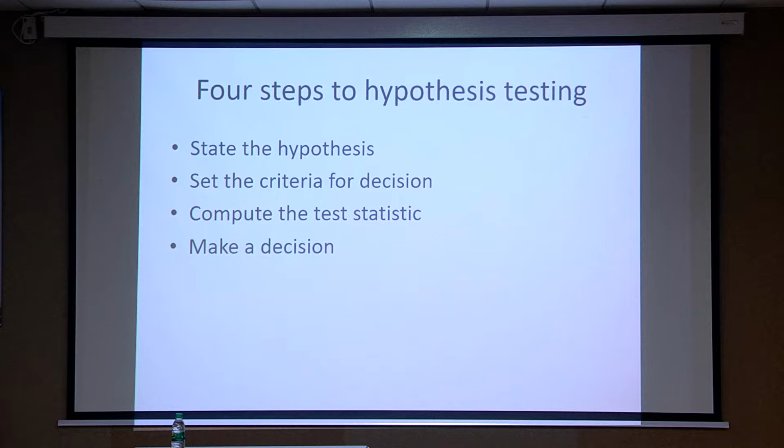So we have finished the standard error and the confidence interval. So how do we test the hypothesis? Hypothesis testing has 4 steps. First, you state the hypothesis. What hypothesis? Null hypothesis and alternate hypothesis. Then set the criteria for decision. Then compute the test statistic and finally make a decision.